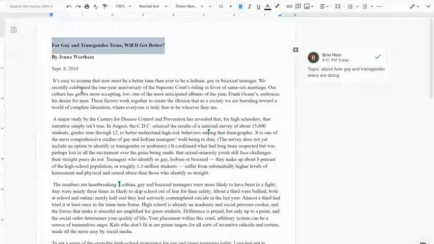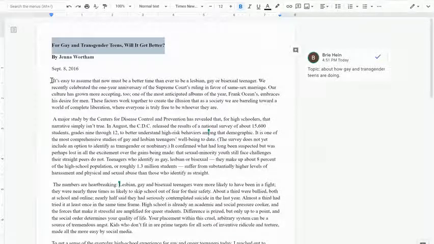It's easy to assume that now must be a better time than ever to be a lesbian, gay, or bisexual teenager. We recently celebrated the 1-year anniversary of the Supreme Court's ruling in favor of same-sex marriage. Our culture has grown more accepting, too. One of the most anticipated albums of the year, Frank Ocean's, embraces his desire for men. These factors work together to create the illusion that as a society we are barreling toward a world of complete liberation, where everyone is truly free to be whoever they are.